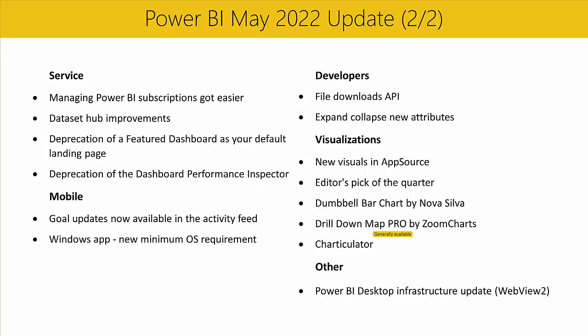Next, in the Developers section, we have a couple of API updates for you. Our new File Downloads API enables custom visuals to export data from the visual into files. Downloads require user consent and a global admin switch to be enabled. The new API is available with the 4.5 API release.